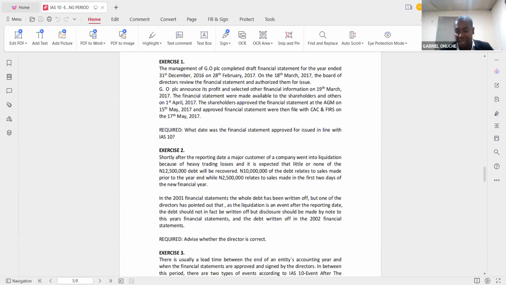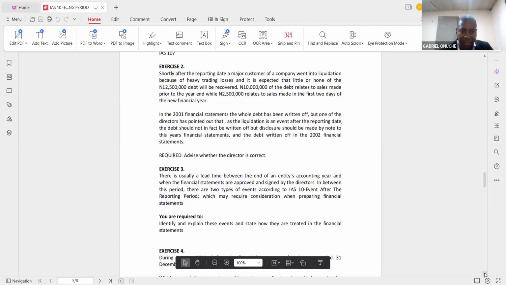I hope that is clear. But if you are putting it, please put it professionally. Prove to the director what is the meaning of event after reporting period, why we adjust, and give examples. Just state it professionally, to convince the director that he is wrong. Is that clear? Any question on that? Okay. Let's look at the next one.